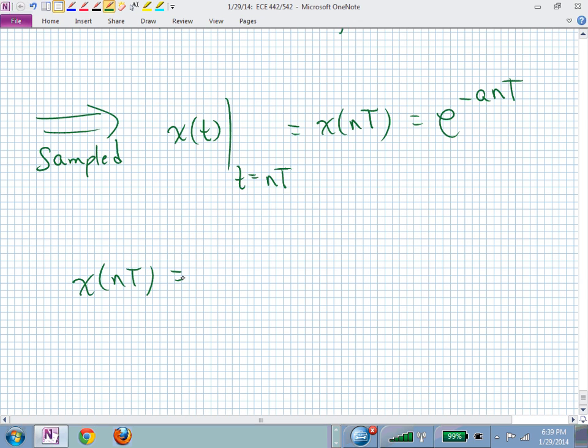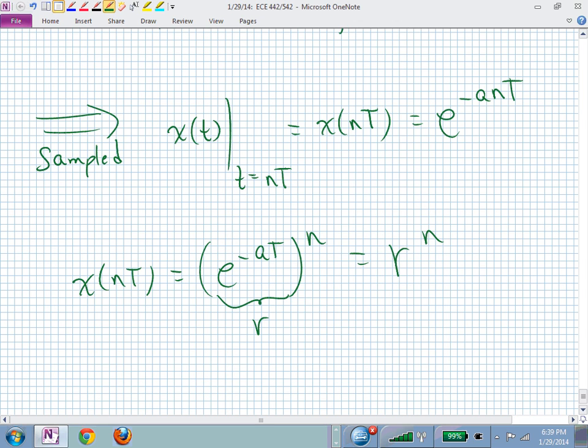But x of nT, the sampled version, now we want to play a little bit with that n. n is the only thing that's changing in that exponent. a is fixed, capital T is fixed. That's the same thing, isn't it? But I could just say, oh, you know what? You give me an a and a T, and I'll give you a number r. So that's just r to the n.